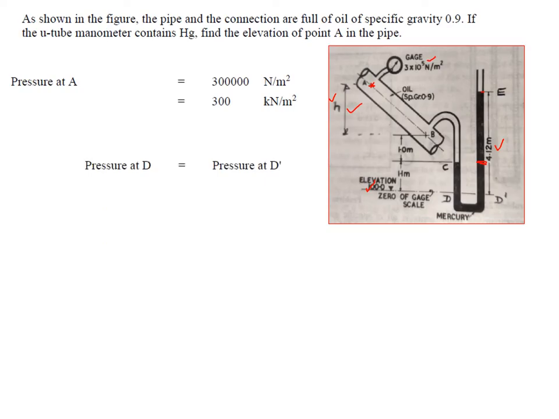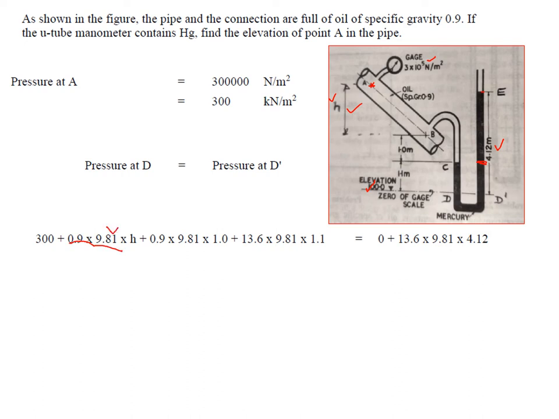So therefore it is 300 kilonewton per meter square. So pressure at D has to be equal to pressure at D dash. So how to write the equation? You start first here with 300. Now as we move downwards, pressure increases. So I have written the specific weight of oil, which is 0.9 into 9.81 into H.